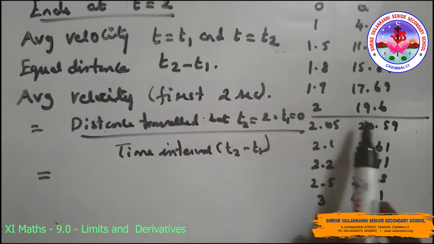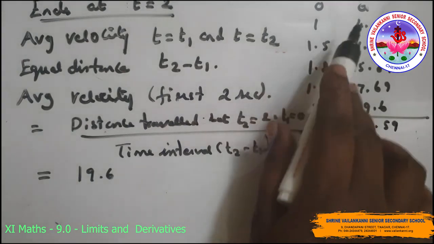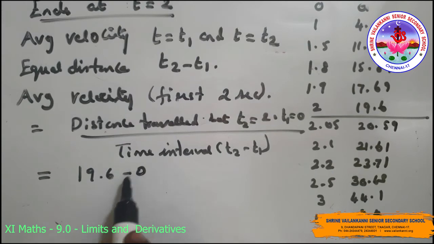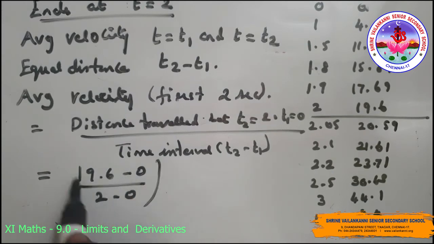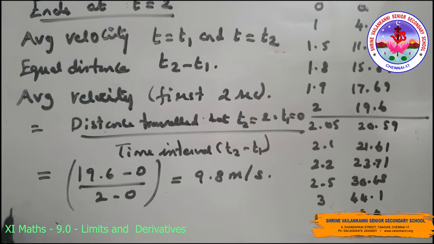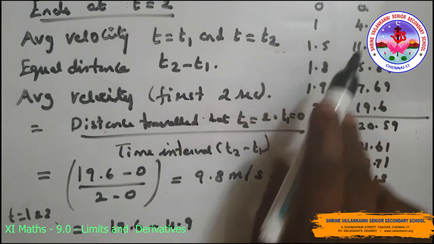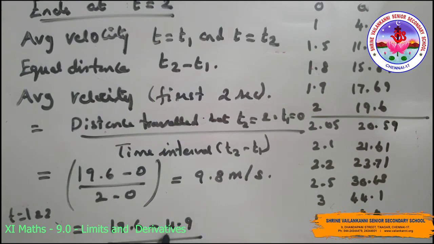At t equal to 2, we have 19.6. So 19.6 minus the value at t equal to 0, which is 0, divided by 2 minus 0. So we get 9.8 meter per second. Similarly, the average velocity between t equal to 1 and 2: we get 19.6 minus 4.9. At t equal to 2, we have 19.6. At t equal to 1, we have 4.9, divided by 2 minus 1, which is equal to 14.7 meter per second.